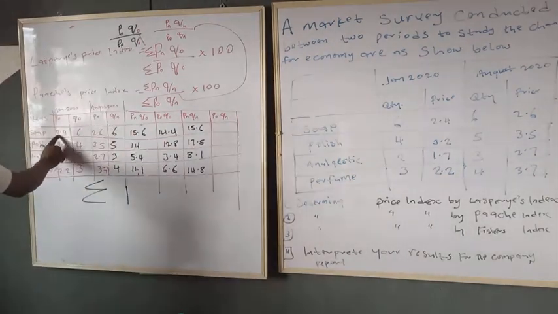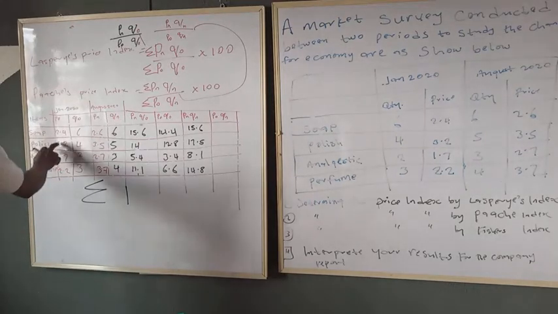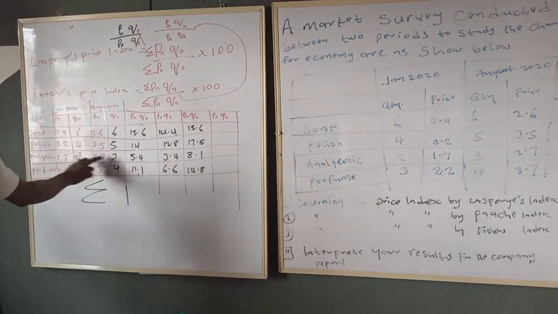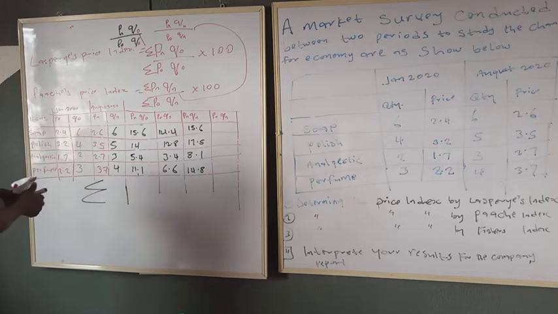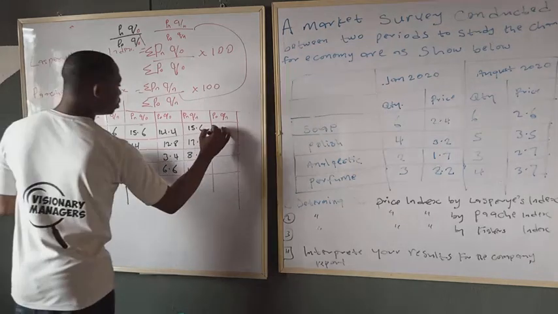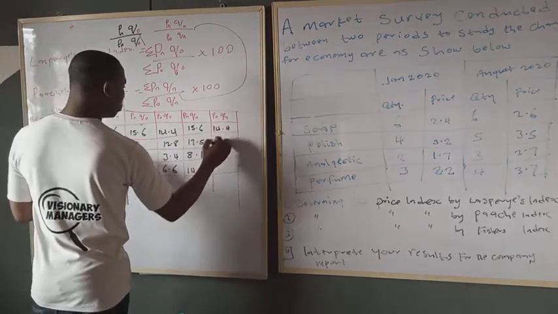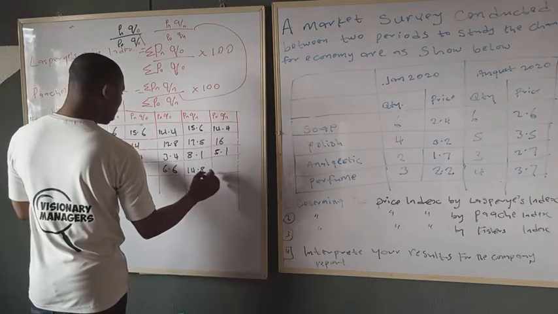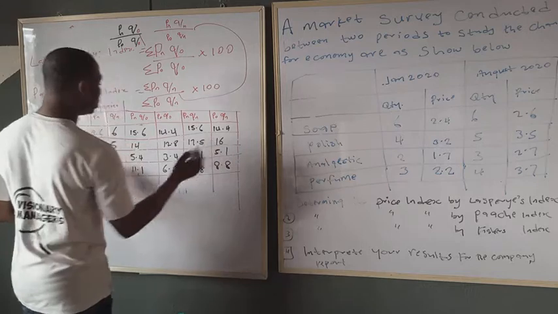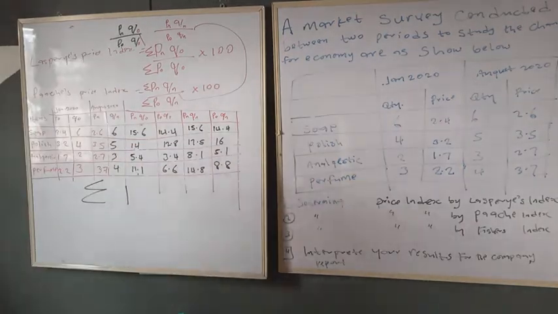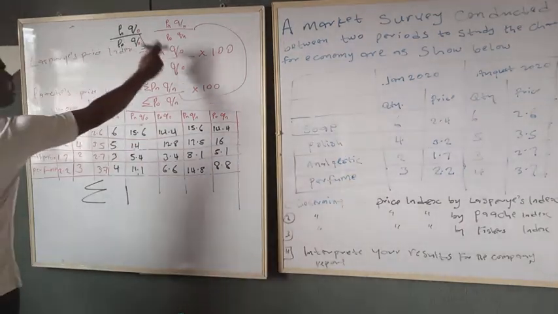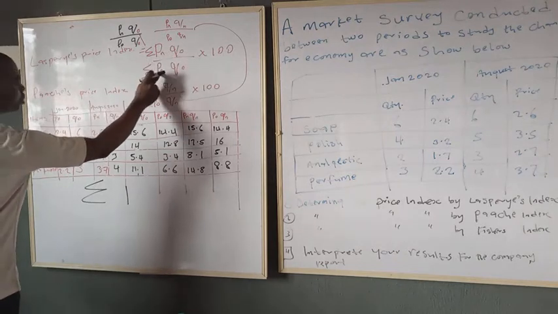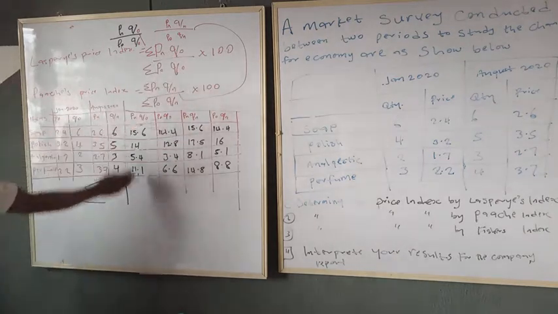Then we go to the next one, which is PO QN. So 2.4 times 6, 3.2 times 5, 1.7 times 3, and 2.2 times 4. So we get 14.4, 16, 5.1, and 8.8.